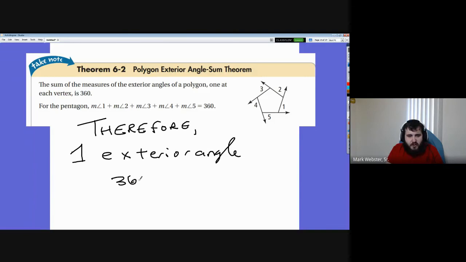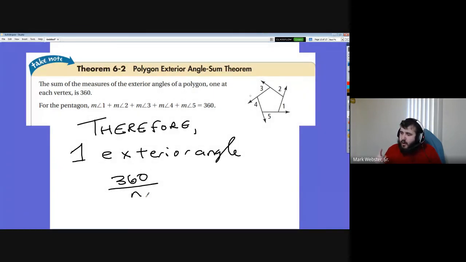is 360 divided by how many that there are, right? If we know that it's a 20-gon, there's 20 sides, you do 360 divided by 20. Each of those angles on the outside is 18. If it's a 50-sided figure, well then it's like a little bit more than 7, right? Whatever it is, just take 360 divided by the number of sides. That'll get you one exterior angle.